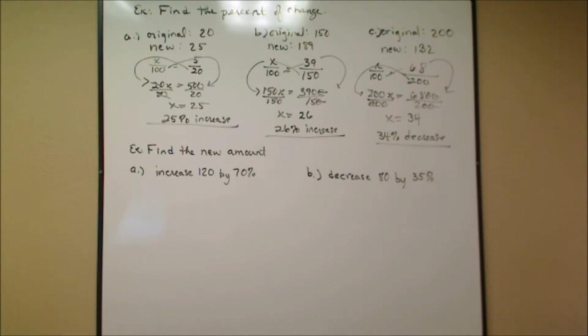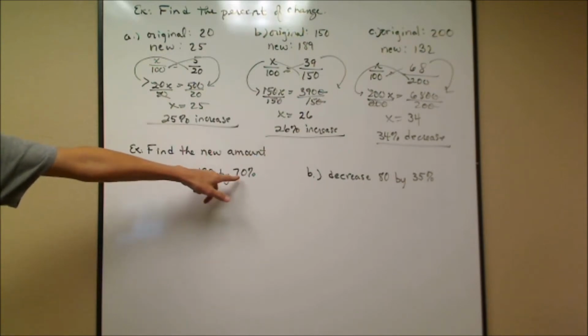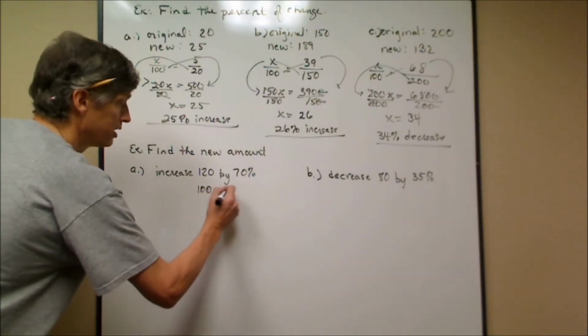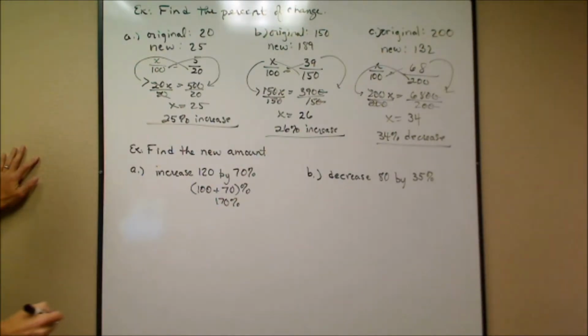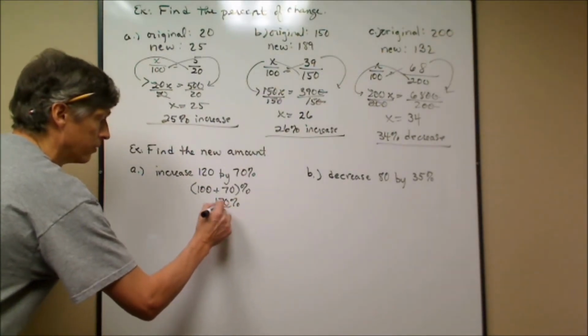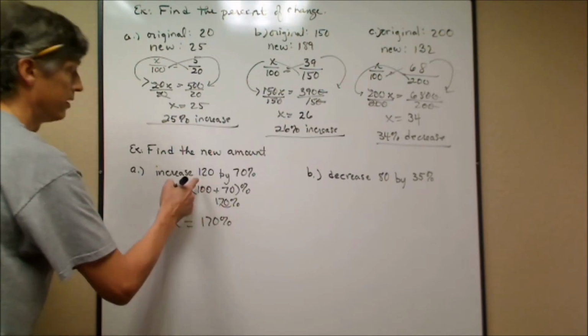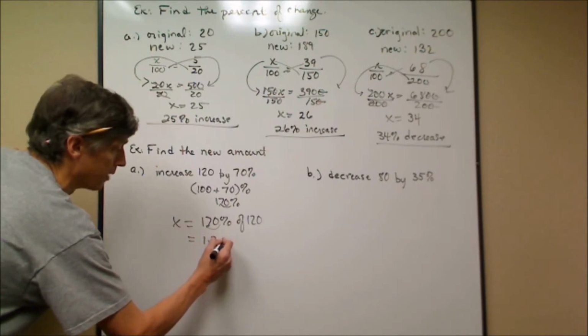Now I'm going to alter the problem just a little bit. I'm going to find a new amount given the percent of change. I'm going to start with 120, but I'm going to increase it by a percent of change of 70%. I want to know what that new amount is going to be. Because I'm increasing it, I get all 100% back and 70% more. So I'm going to take 100 plus 70%, or 170%. I'm going to change it to a decimal. First I'm going to write it as 170% of 120. So that's going to be, sliding it twice, 1.7 times 120.